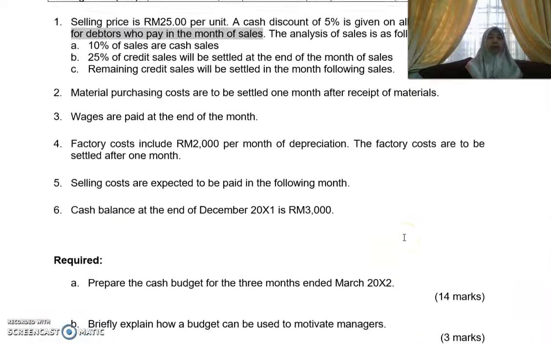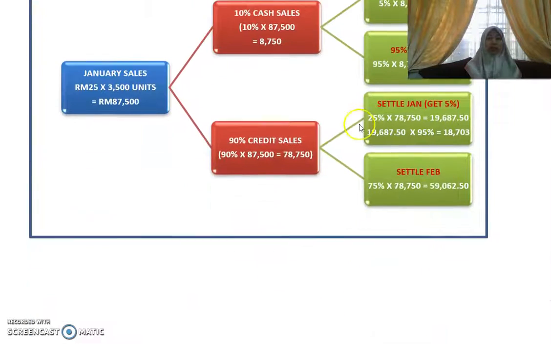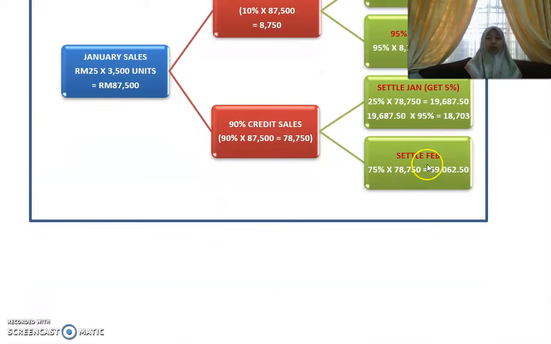You are also being given the information that the remaining credit sales will be settled in the following month. If that is a January sale, that will be settled in the following month, that means it will be settled in February.